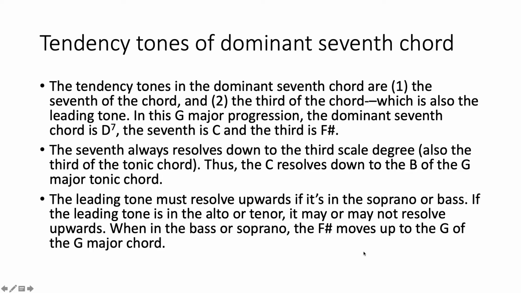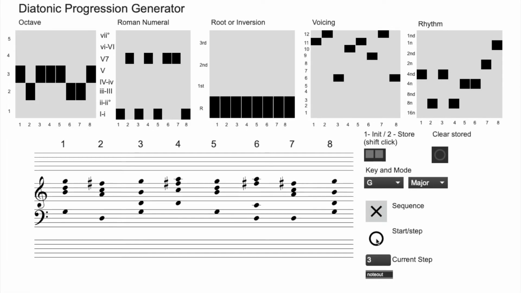In the next example, we'll hear how tendency tones of the dominant 7th chord are resolved. The 2 tendency tones are the 7th and the 3rd, and the 3rd is also called the leading tone. The 7th always resolves down to the 3rd scale degree of the tonic. The leading tone must resolve upwards if it's in the soprano or bass voice. That's to say, if it's in one of the outer voices.